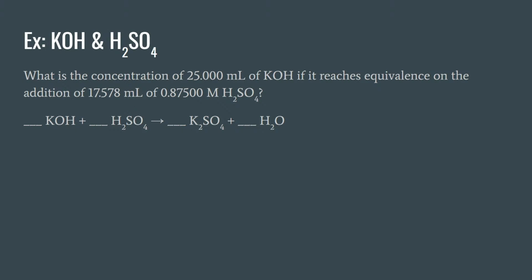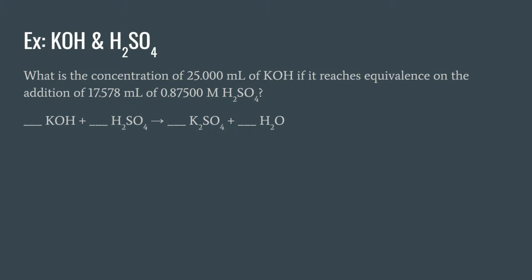So once again, we're dealing with a well-characterized acid, 0.87500 molar sulfuric acid. And we know very precisely how much of that acid we added, 17.578 mils. And we know very well how much of the base we started with, but we don't know its concentration. Now, in this case, it's not a one-to-one reaction. Sulfuric acid is what's known as a diprotic acid. It has two acidic protons over here. So it will react with twice as much potassium hydroxide. And that'll make a pretty significant difference.